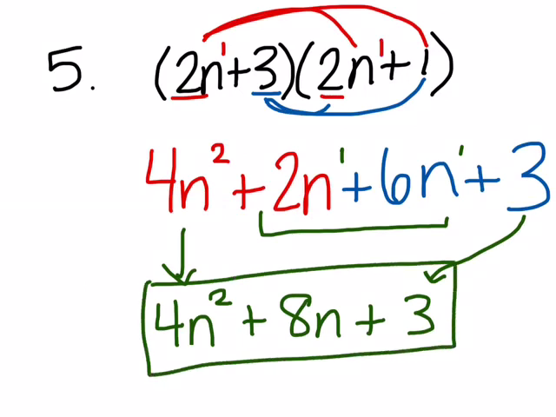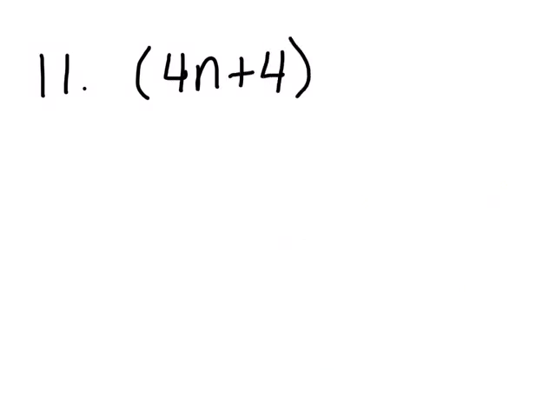I'm going to jump down on the worksheet to number 11. I think our problems are pretty straightforward until we get to there. So with number 11, we have to be a little more careful with our signs. Number 11 is 4n plus 4 times 5n minus 8. Again, whenever I see a negative in there, it's kind of a red flag.